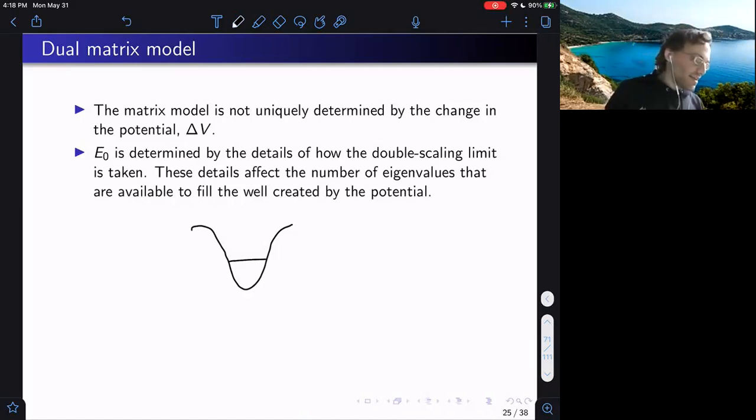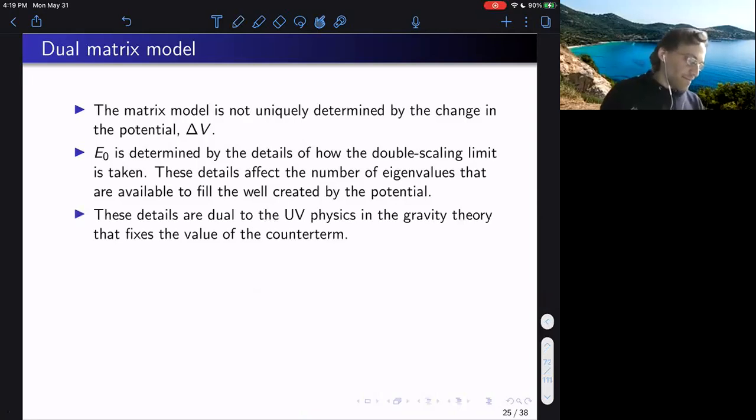So the point I want to make is that on the matrix model side, if we work in the double scaling limit, there's some ambiguity in the endpoint of the spectrum, and that's the only ambiguity. And so we want to see that as being dual to this counter term ambiguity that we saw on the gravity side. So somehow the UV physics of the gravity theory is supposed to be encoded in details of how the double scaling limit is taken, or at least this is the interpretation that we want to have.